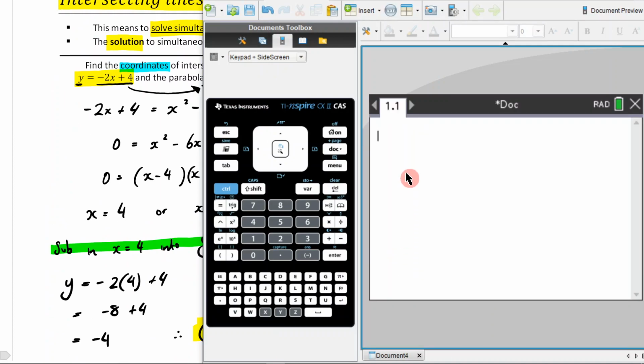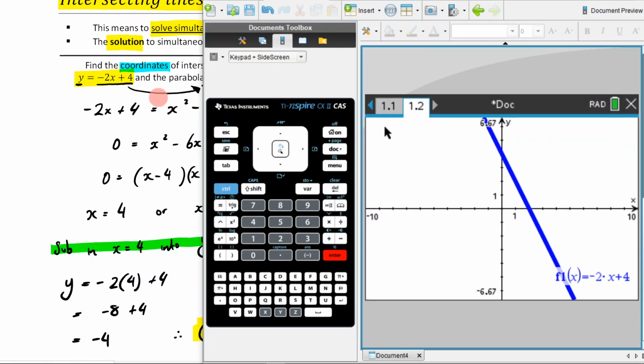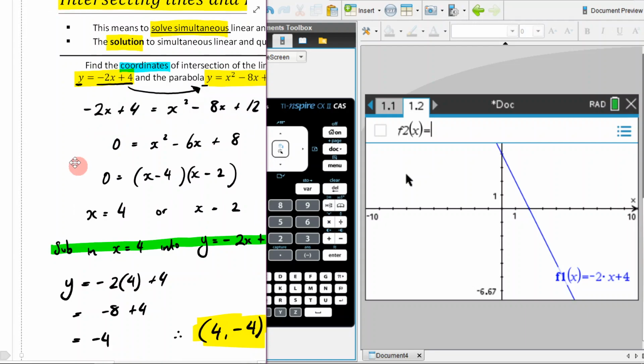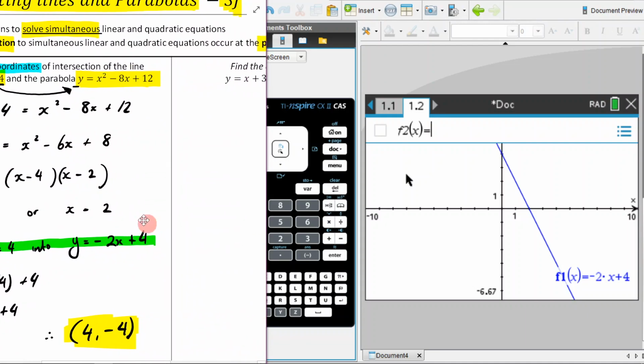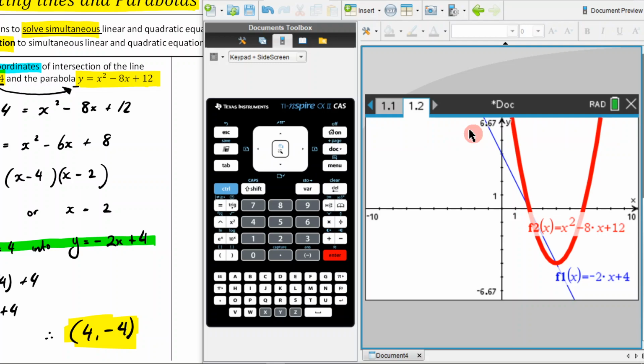So I'm going to go there. Oh, and do you know what I might go? I might go Control, Doc. I might go to the graphs page. And then we put in negative 2x plus 4. Then I'll hit Tab to bring this up for me. And then I'm going to put in my other one, which was, whoopsie daisy, if I move this over here, just so I can see it: x squared minus 8x plus 12. There it is right there.